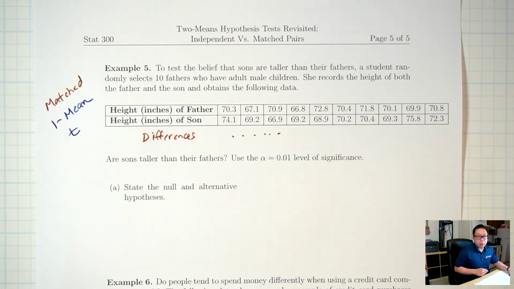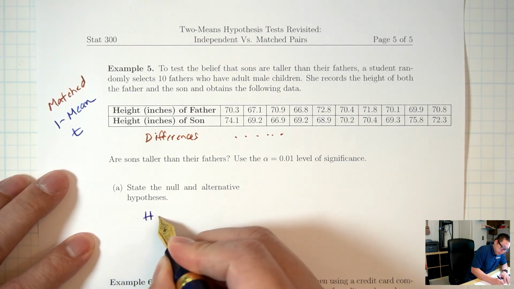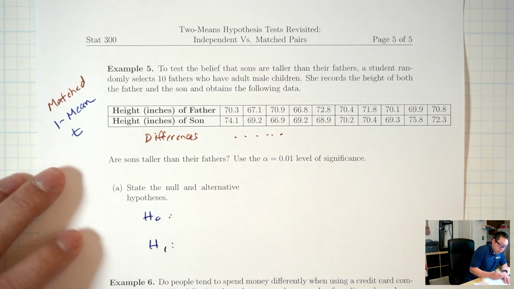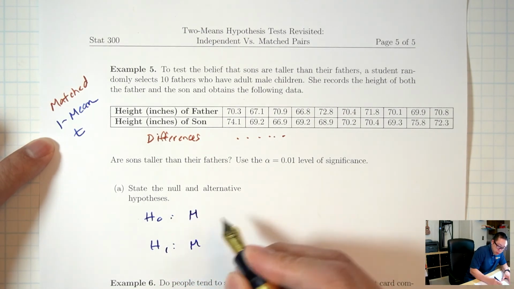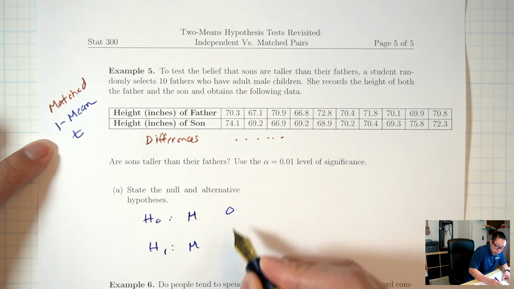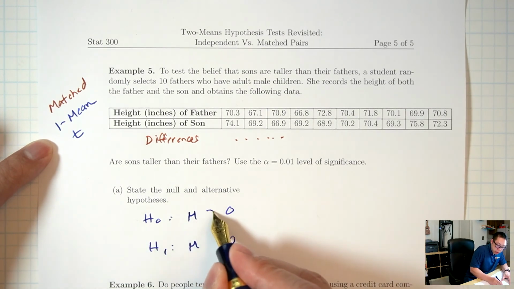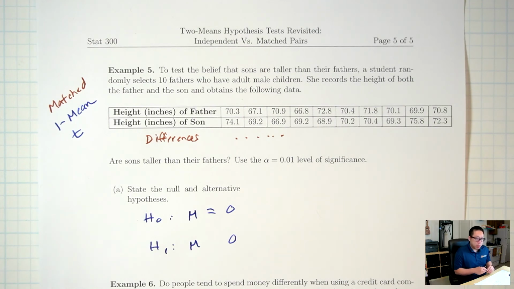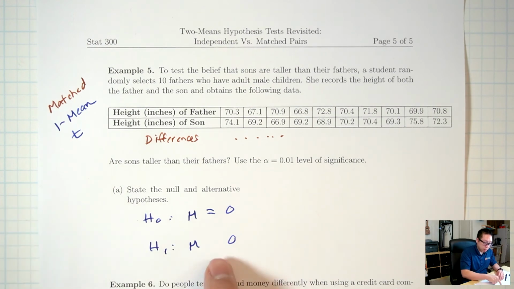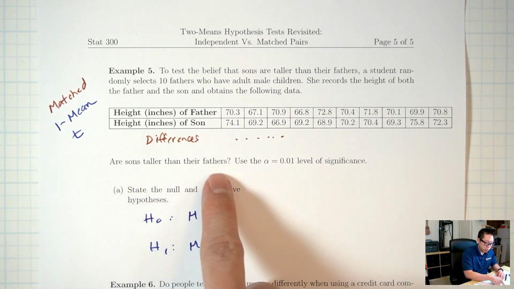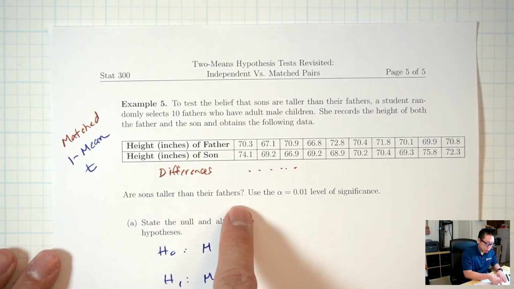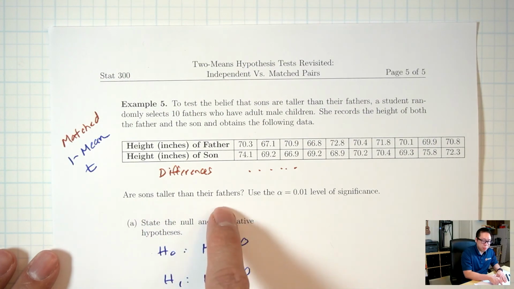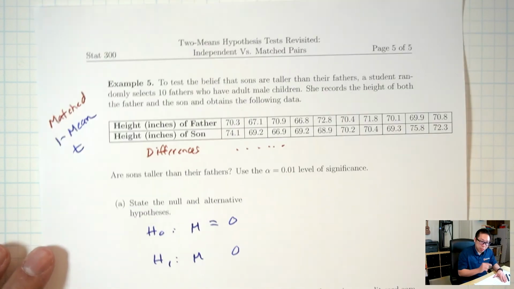Part A, H0, H1. This is a one mean situation, which means I should have just one mean symbol. And matched, you're always comparing it with 0. H0 is easy, it's always equals. H1, less than, greater than, or not equals. So this one is going to be a little bit tougher because it's not going to be the not equals. Sons taller than their fathers. For the matched situation, don't get tricked by the question. It says sons taller than their fathers, so you may be tempted to say greater than, but be careful.